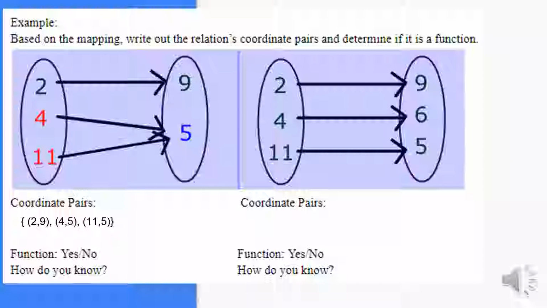To help me remember this, it is okay if the arrows converge, but it's not okay if they diverge. So in this case, 4 and 11 are going to number 5. They're converging at 5, but it would not be a function if there was a double arrow at, say, 4 going to both 9 and 5. So yes, this is a function because it fits all our characteristics. Go ahead and try the one on the right on your own.